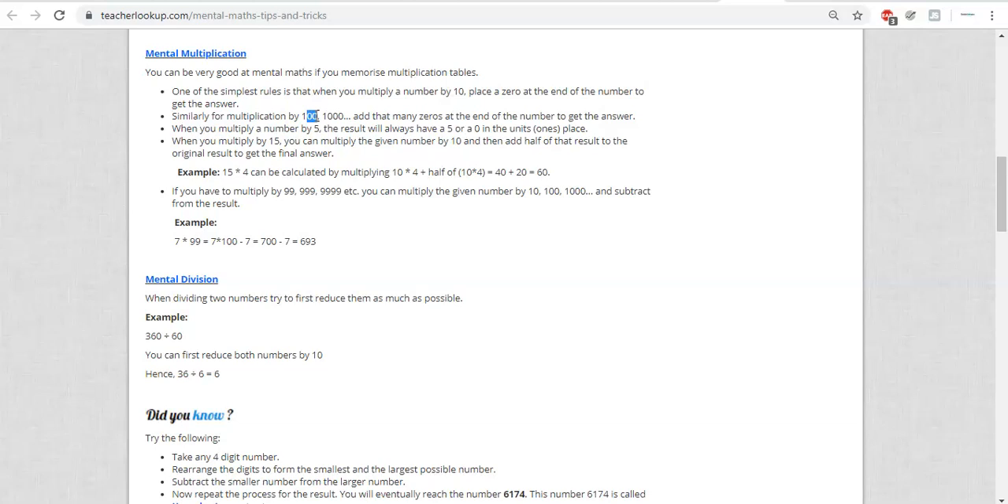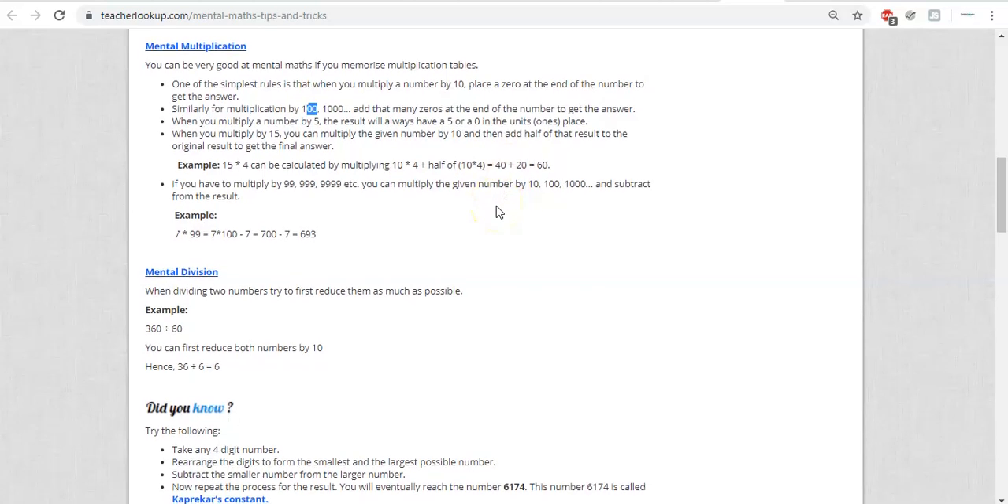So remember that. And when you multiply by 15, you can multiply the given number by 10 and then add half of that result to the original result to get the final answer. Which is, 4 times 15 can be calculated by 10 times 4 plus half of 10 times 4, which is 60. That's a neat trick, guys, don't you think?